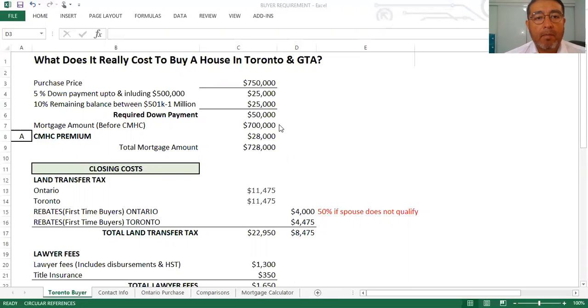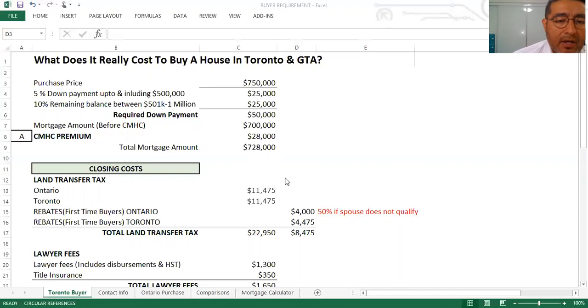Now, because this particular buyer only put down the absolute minimum required, they're going to be required to pay what's called an insurance premium. This is often known as the CMHC insurance premium, but they're not the only providers of this, but they are certainly the most commonly known. And this premium amount can change. The larger the down payment, the lower this premium can drop. Anytime you put a down payment of less than 20%, you're going to be required to pay the CMHC premium amount. And this amount is then added to the mortgage amount. So the new mortgage amount with this premium is now going to be $728,000.